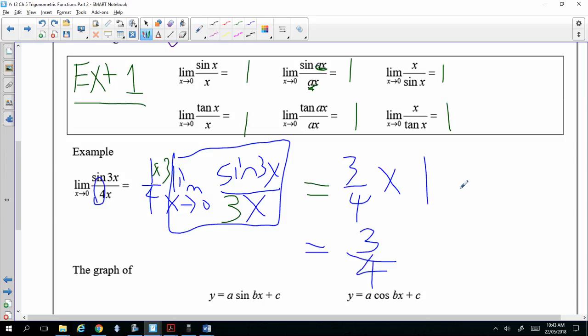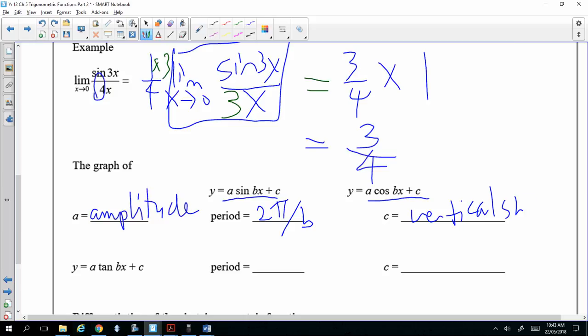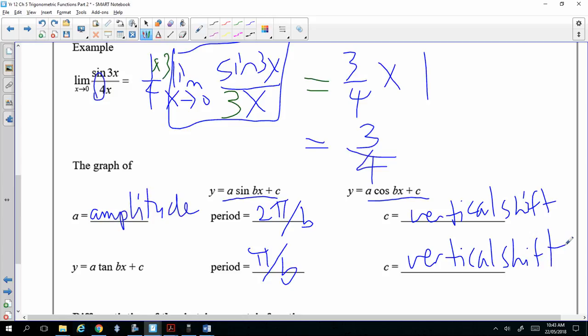Then we're going to look at graphs. We need to know how to draw the graph of sine and cos and their transformations. A is the amplitude. Period is 2 pi over b. C is the vertical shift. And for tan, it's a bit different. The period is pi over b instead of 2 pi, and c is also a vertical shift. Again, you look at the notes for detail on how to do these questions.